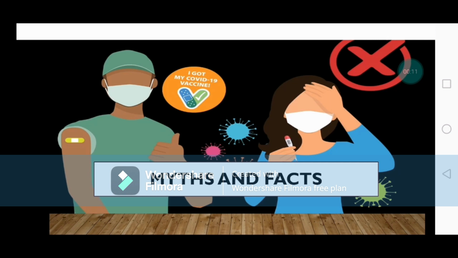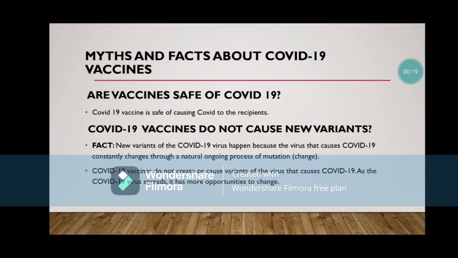If we talk about myths and facts, getting a COVID 19 vaccination is a safer and more dependable way to build immunity to COVID 19 than getting sick from it. Let's have a look at myths and facts one by one. Number 1. Are vaccines safe for COVID 19? At the start of the pandemic, when vaccines were available, people started saying that there is COVID 19 inside the vaccines. So people are getting sick after getting vaccinated. But obviously, it was a myth. The COVID 19 vaccine is safe and cannot cause COVID to the recipients.